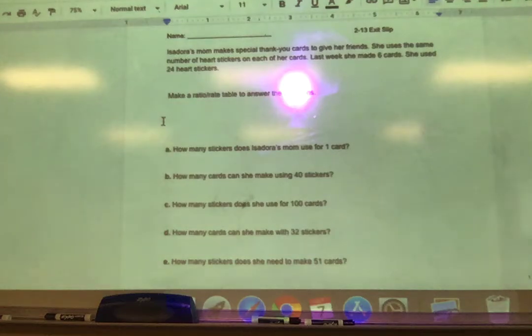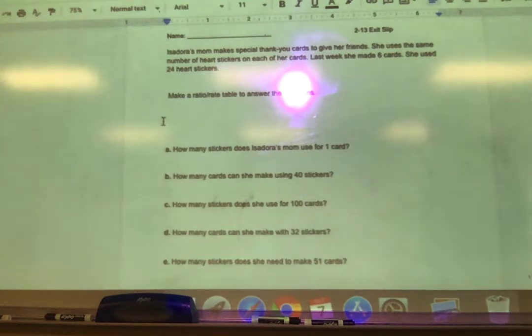Okay, we're here going through exit slip 213, and our I can statement dealt with using ratio rate tables to help us solve ratio problems, real life problems. So here's an example of Isadora's mom making a special thank you card to give to her friends. And she uses the same number of heart stickers on each of her cards. And last week she made 6 cards and she used 24 heart stickers.